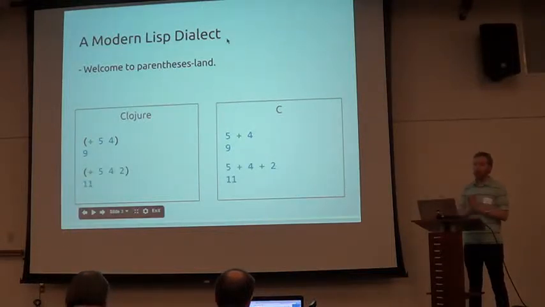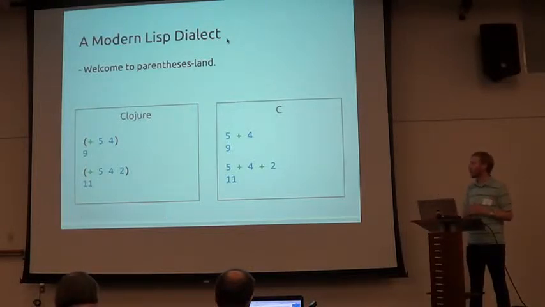As you can see then, if we want to add more numbers, right, we just add more numbers to the list. So here we're adding 5 plus 4 plus 2, and we're getting back 11. So the main thing to take away from this slide is the 0th element of the list is the function that you're calling. So that's for calling functions.